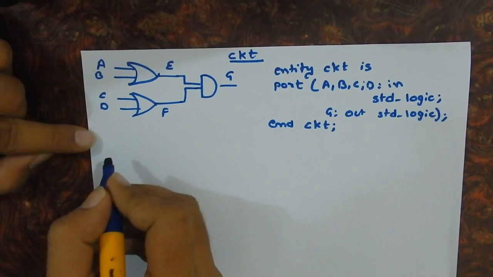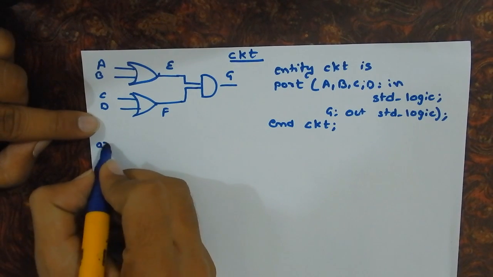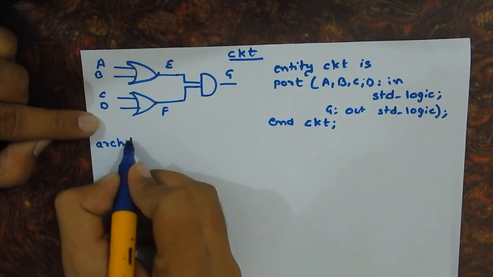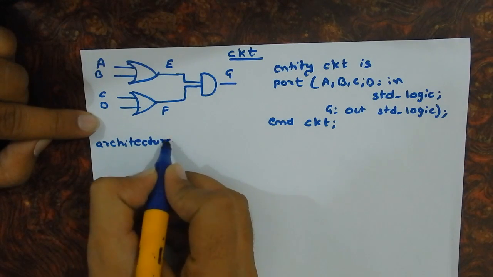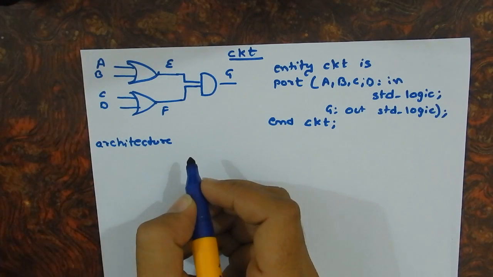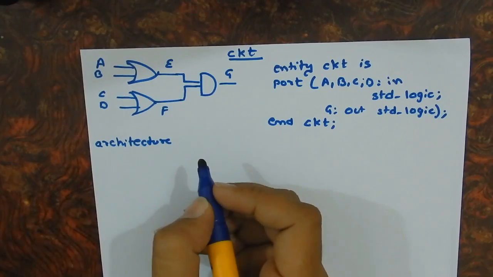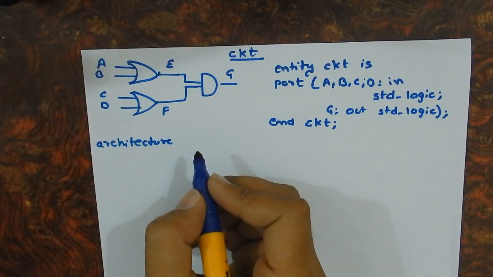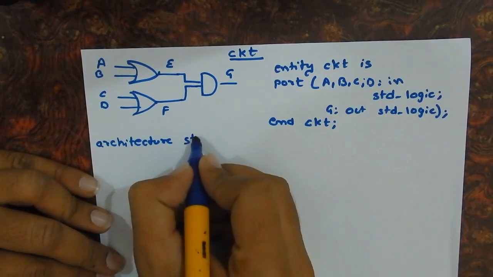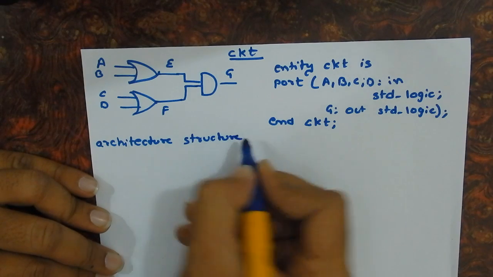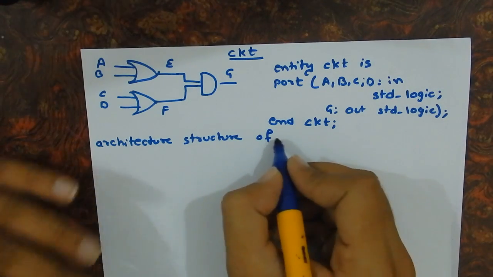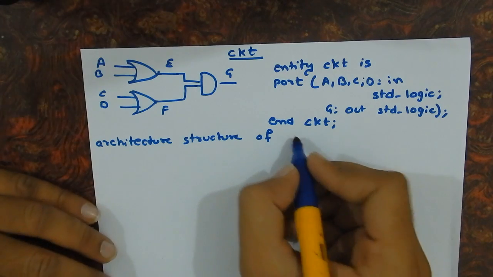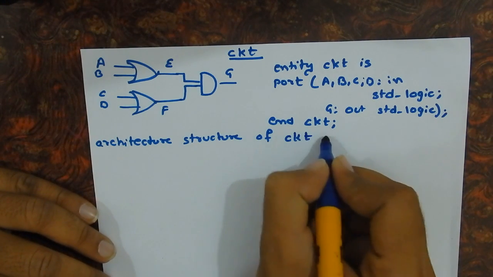The first keyword you have to write here is architecture. This will be followed with the architecture name. You can give here any name. For simplicity, I am naming it as structure, of. This will be followed with the entity name, that is CKT, is.